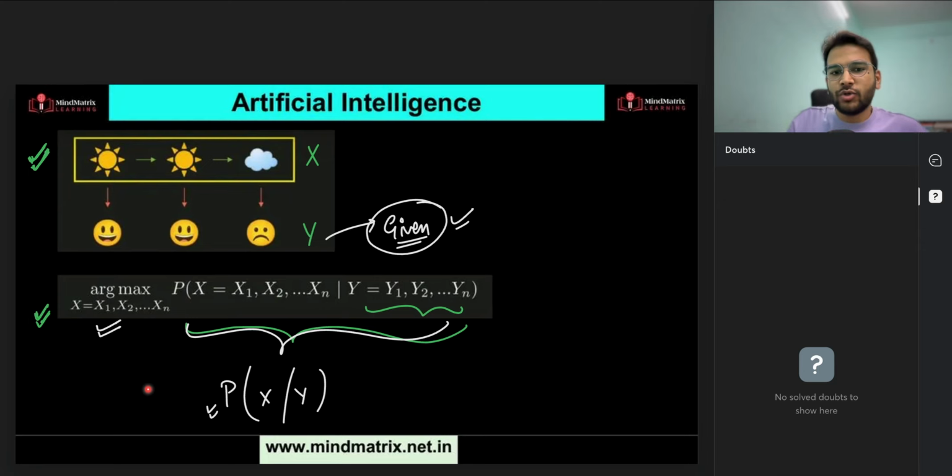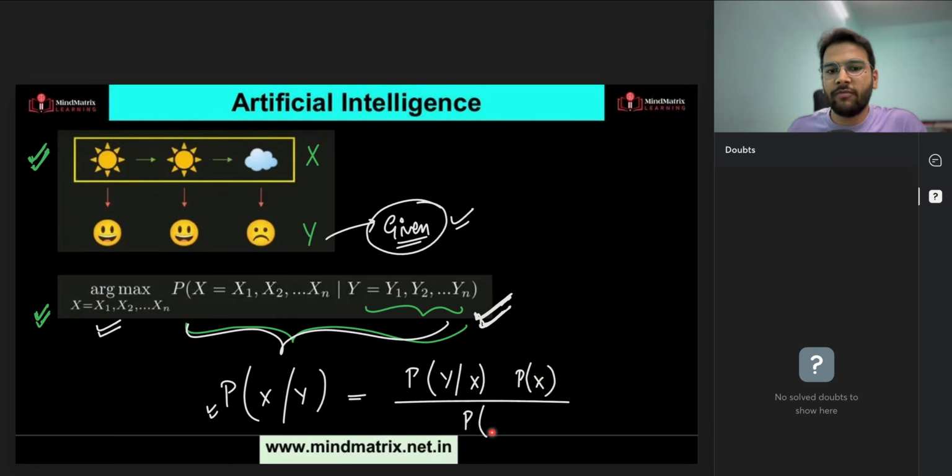Is this clear? So finding this thing, don't you think that this is difficult? How can you find the probability of x given y? Now, if you remember, you can use the Bayes theorem. Bayes theorem will be used here. So finding probability of x given y will be nothing but probability of y given x, multiplied by probability of x, divided by probability of y. Yes or no? So we can use this.